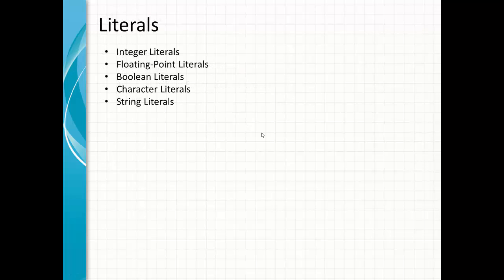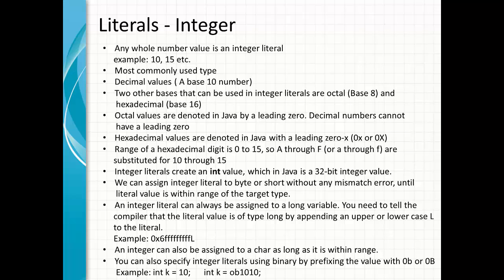So let us look at first about literals. So literals, as I hope you remember from our last video, they are the constant values. And literals are of 5 types. First one is your integer, second floating point literals, third is boolean, fourth one is character, and fifth is string literals. Now let us look closely, when we say integer literals or floating point literals, what is the difference between them?